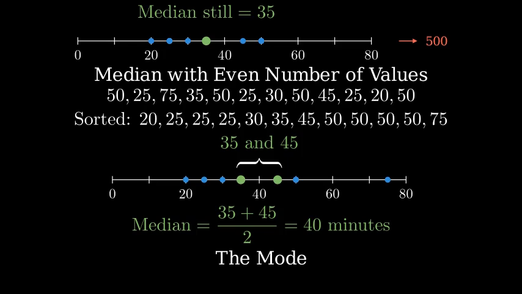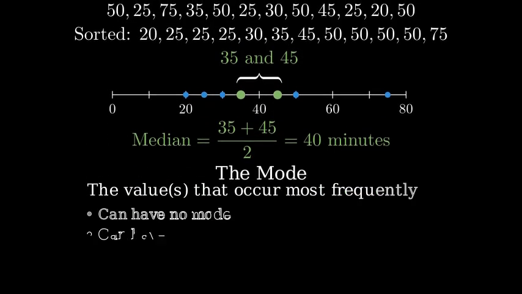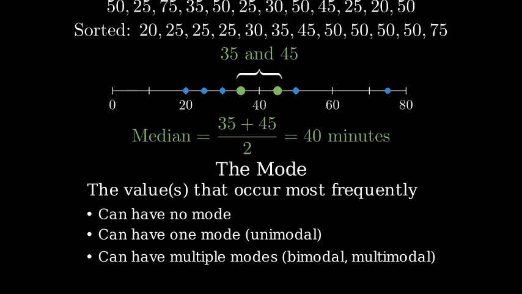Our third measure of center is the mode. The mode is the value that occurs most frequently in the data set. Unlike the mean and median, a data set can have no mode, one mode, or multiple modes. Let's find the mode of our wait time data.